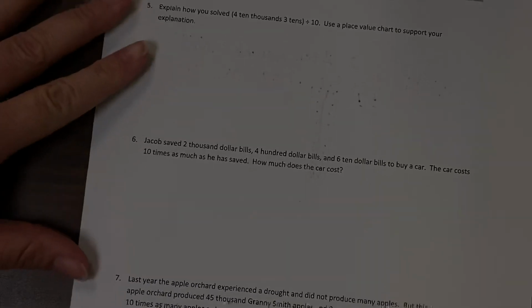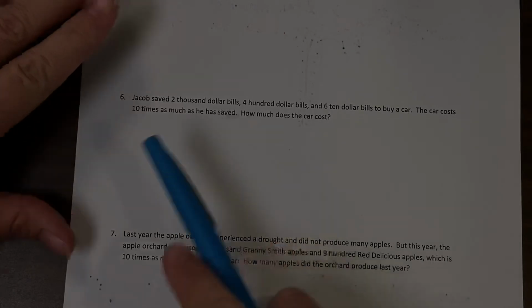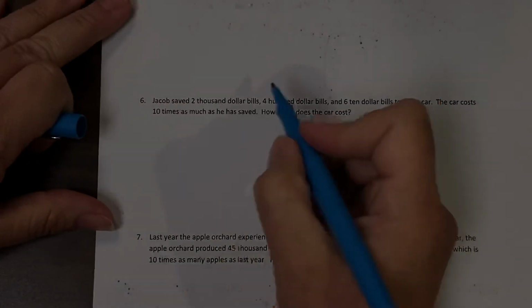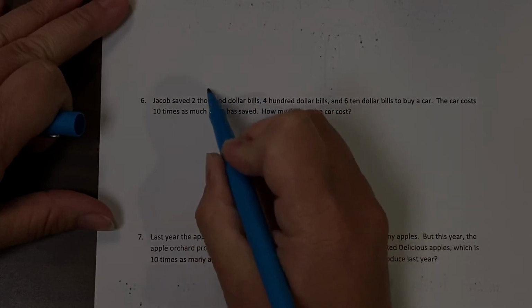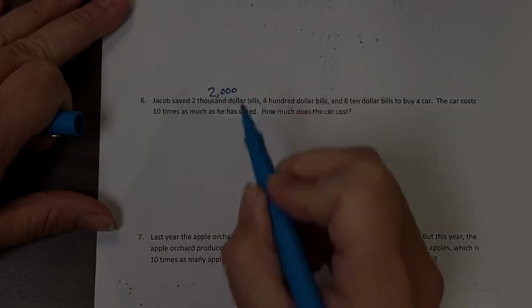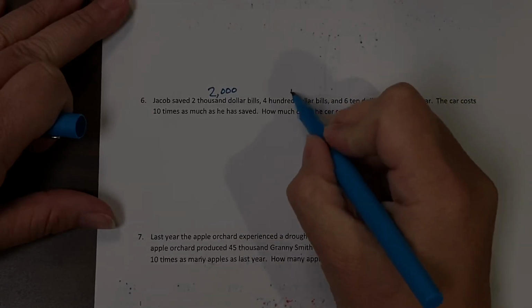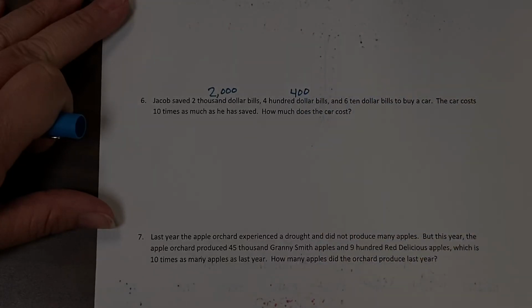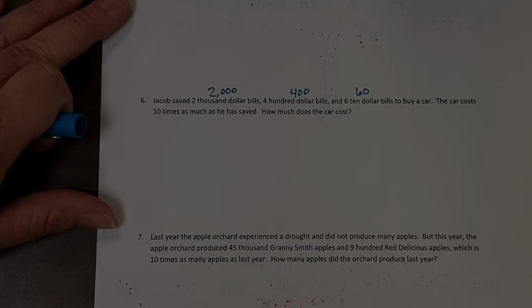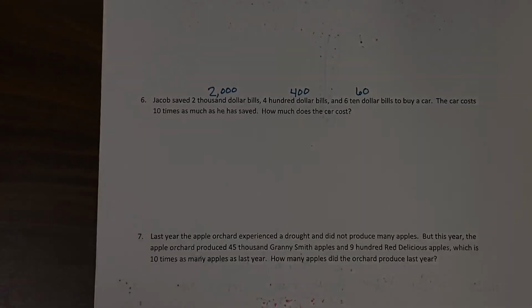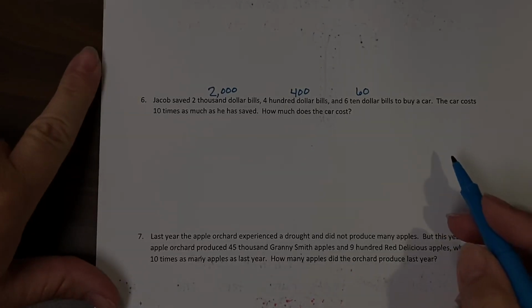Let's just pick one randomly. Let's pick 6. Jacob saved $2,000 bills. So as I'm doing this, I'm thinking through it. I'm going to go ahead and write the standard form right there: $2,000 bills, $400 bills, and 6 $10 bills to buy a car. The car cost 10 times as much as he saved. How much does the car cost?